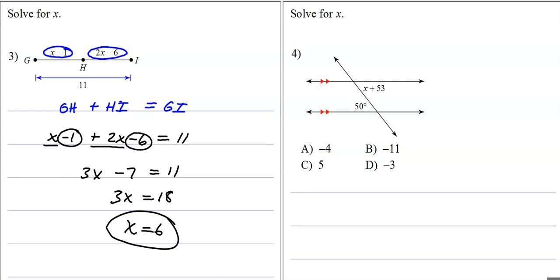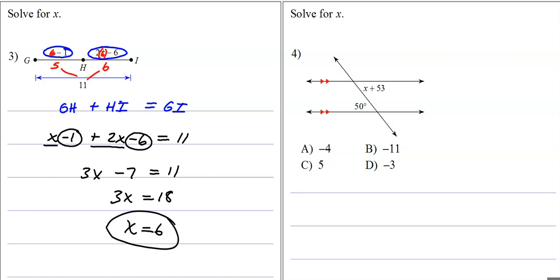We may want to plug it in just to see. So 6 take away 1 is 5. 2 times 6 is 12 minus 6 is 6. And that checks out. 5 plus 6 does come out to be 11, so we're looking pretty good.